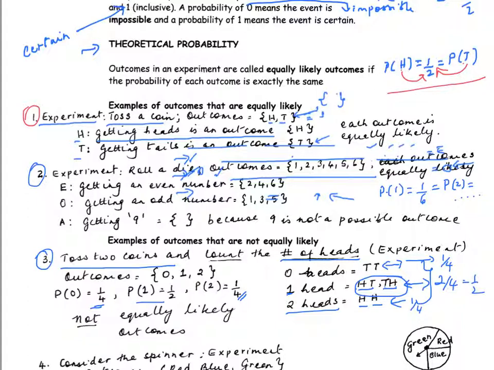So now we have listed the probabilities of each one of these outcomes, and clearly they're not equally likely because the probability of getting 0 is not the same as probability of getting a 1. So clearly this is an example of an experiment where the outcomes we are interested in are not equally likely.